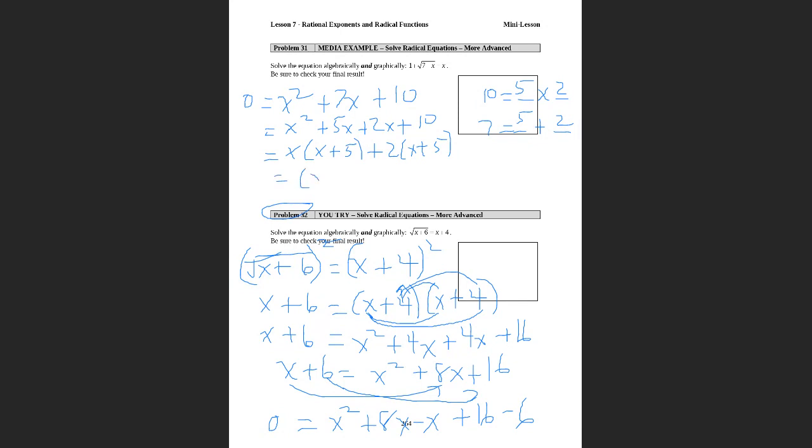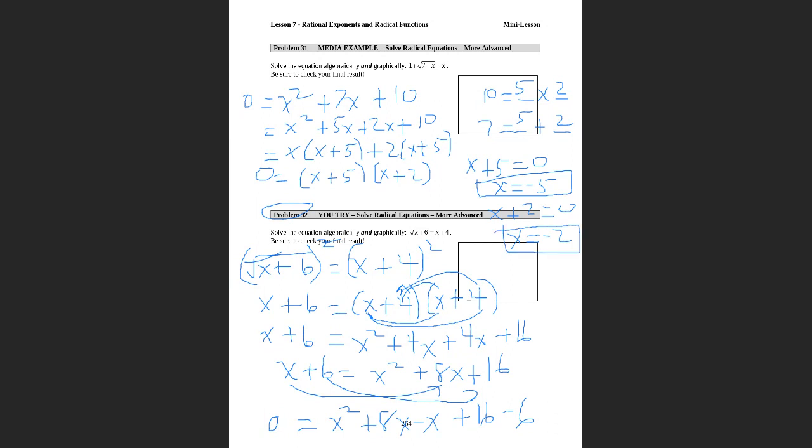So I'm going to have (x + 5)(x + 2) = 0. Now at this point, I don't have an extra space, but I'm going to try x + 5 = 0, so x = -5. And then I have x + 2 = 0, so x equals what, -2, right? So I've got x equals that, x equals that.